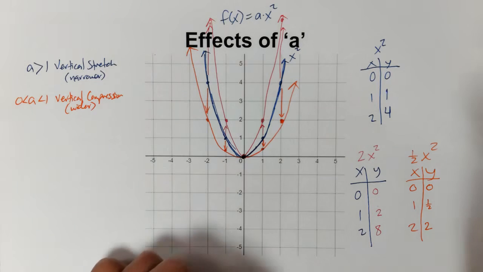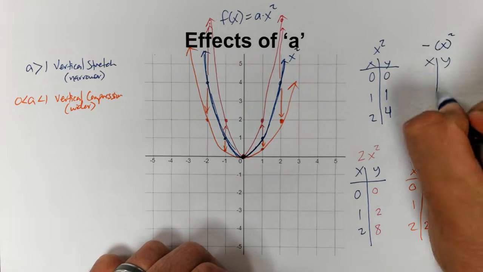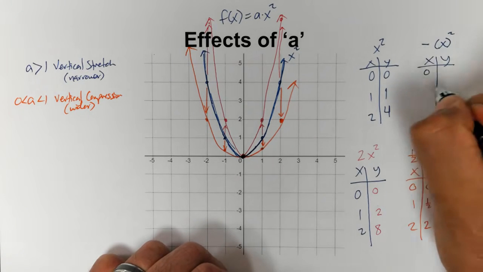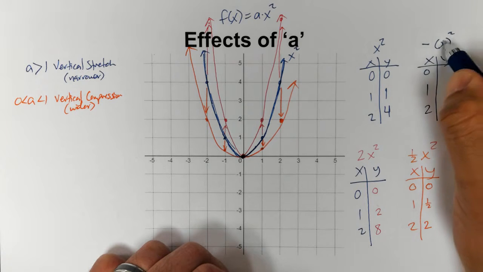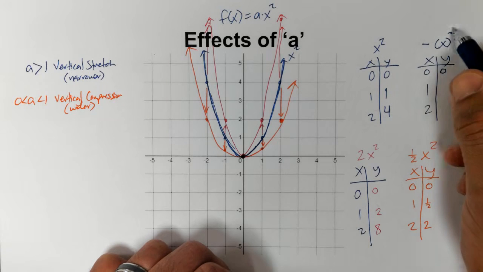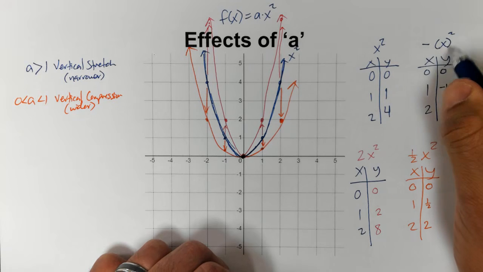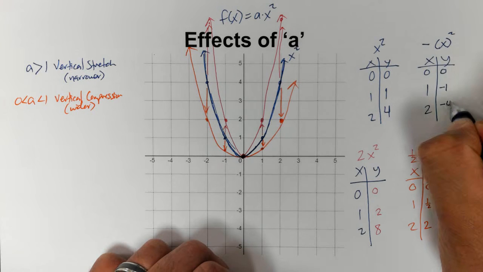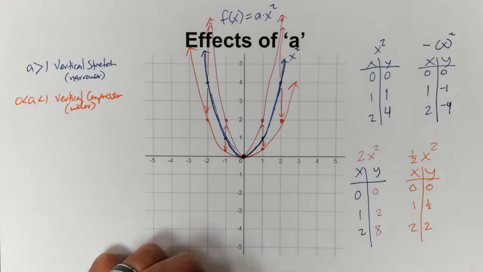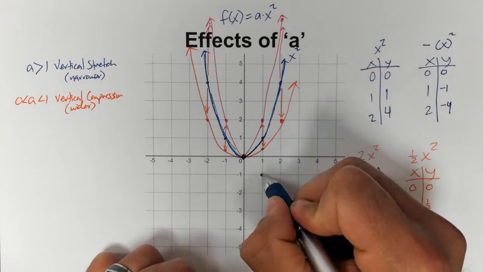Now what happens if I multiply the function times a negative? Let's take the same values and look at the effects. Well, 0 squared is still 0 times negative 1, which gives me 0. There's no negative 0. 1 squared is 1 times a negative becomes negative 1. 2 squared is 4 times a negative is negative 4. So when I multiply the function by a negative value, all of the points will now go down towards the negative.